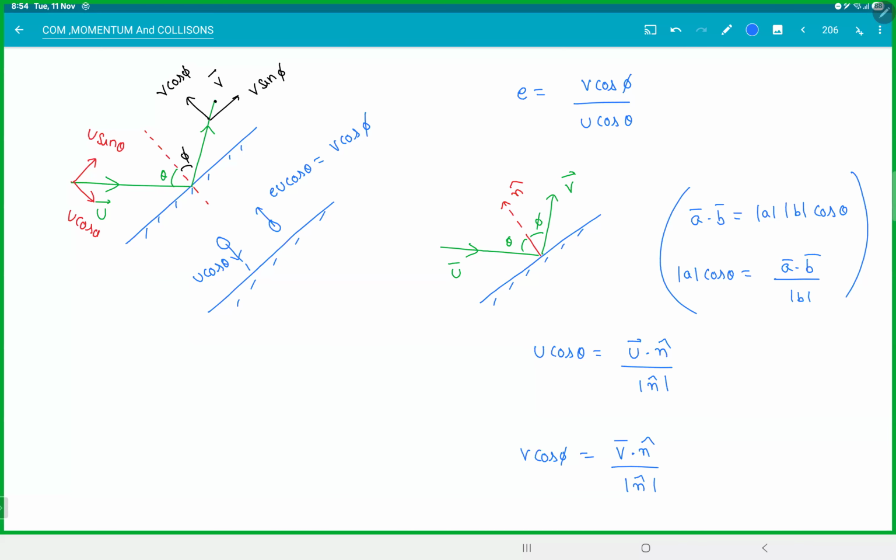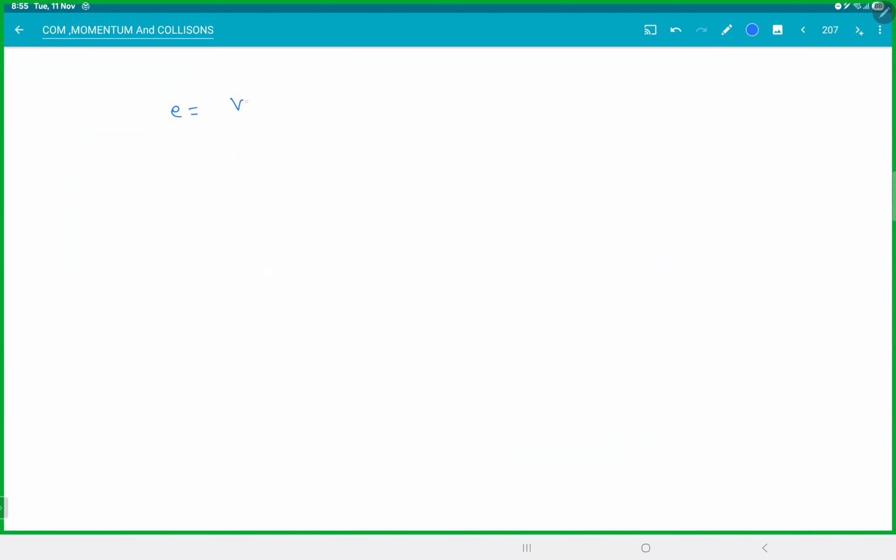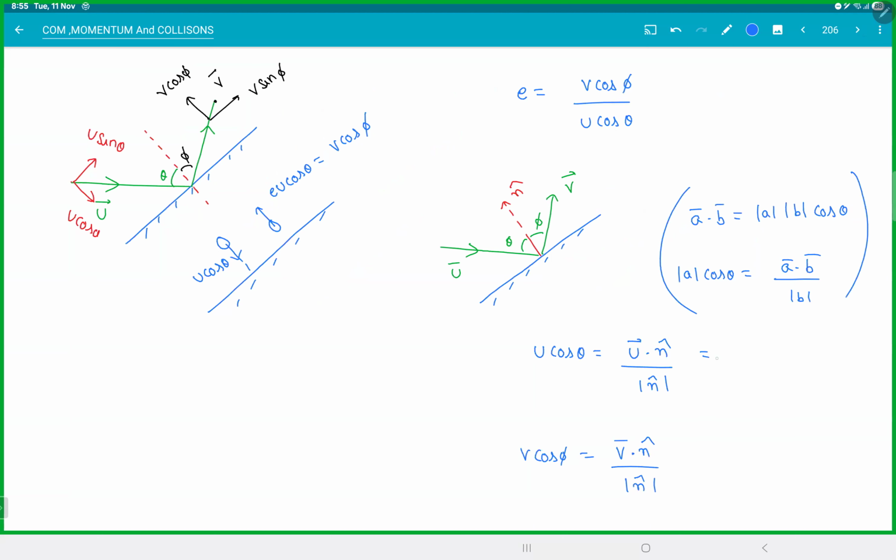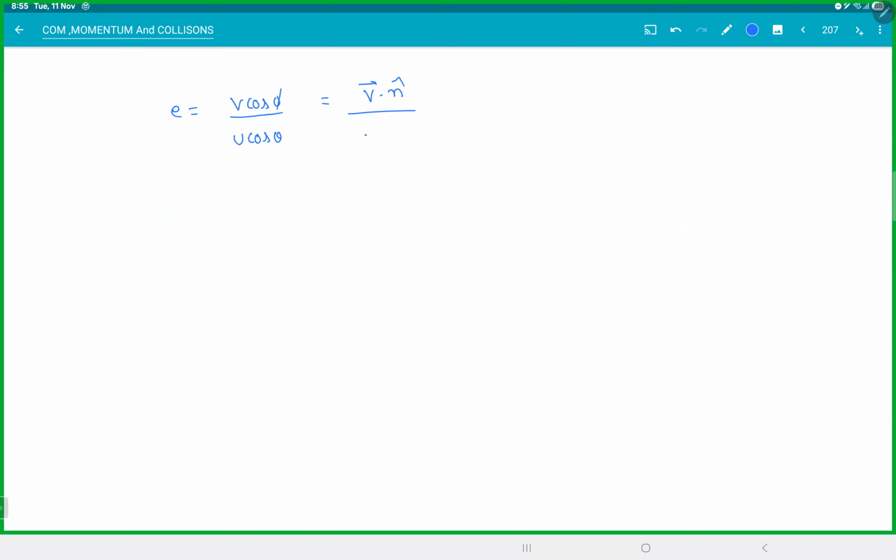Therefore, e is equal to v cos phi by u cos theta. So this is nothing but v bar dot n cap, mod n cap is anyway 1 in the denominator, by u bar dot n cap. We'll put a mod because we just want the magnitude. Now you can simplify this further. v bar, and what is n cap? n cap is nothing but delta v cap.